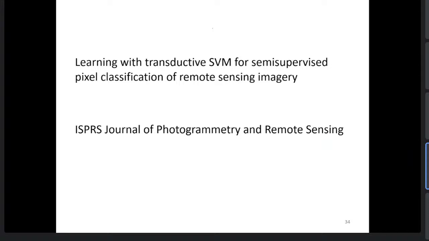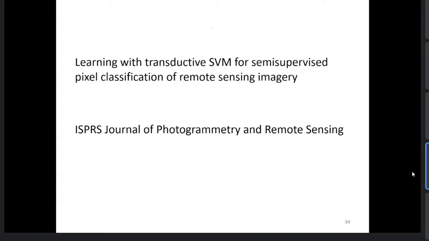Now the last part, actually my work, is published not in IEEE but in the ISPRS Journal of Photogrammetry and Remote Sensing. Its impact factor last year was 12, and it has been reduced, maybe to 11 or something like that. The title of our work was Learning with Transductive SVM.